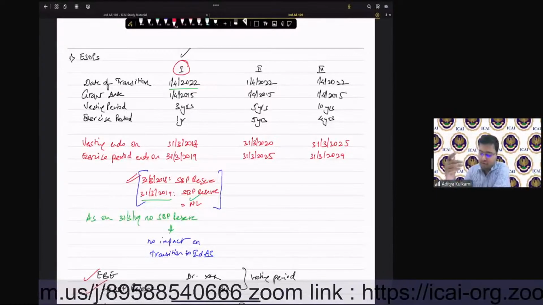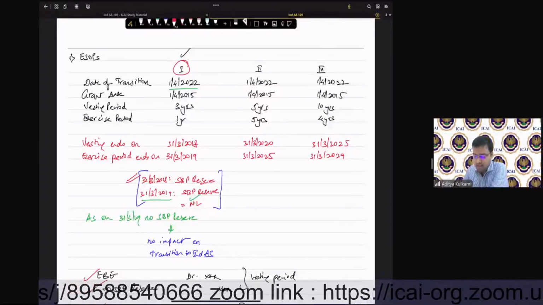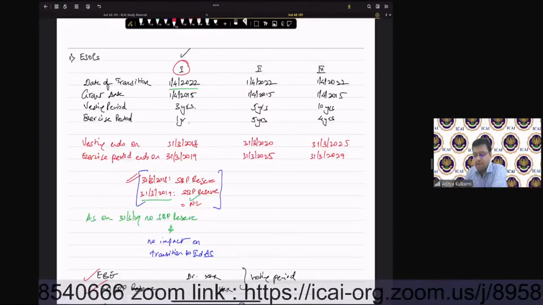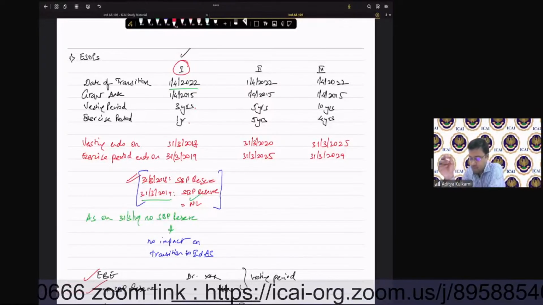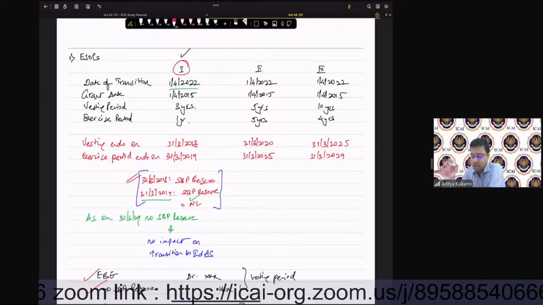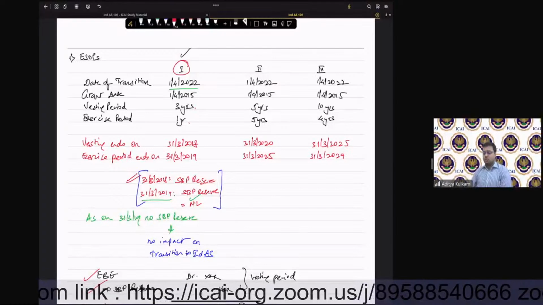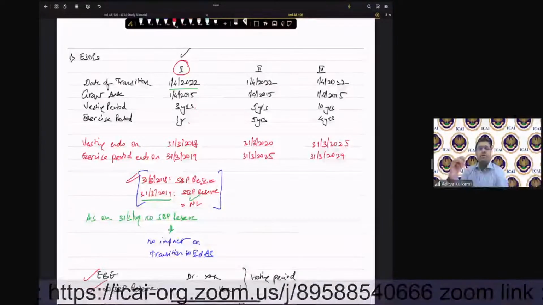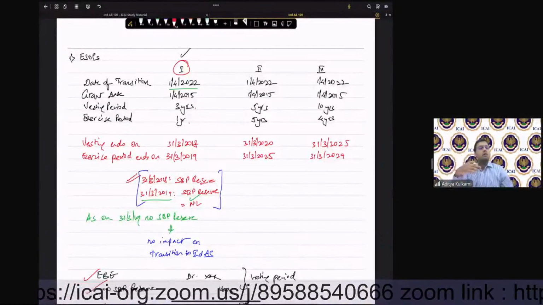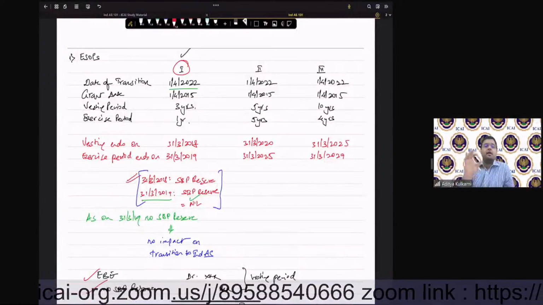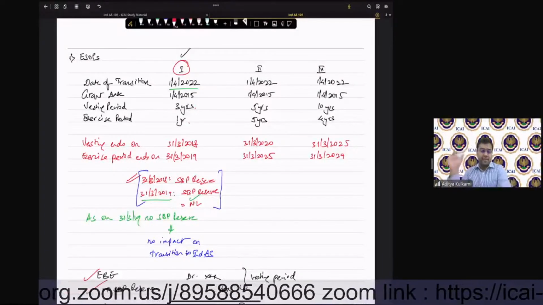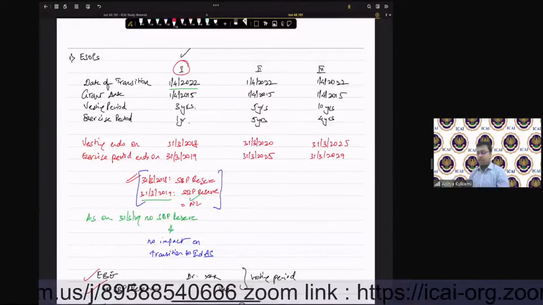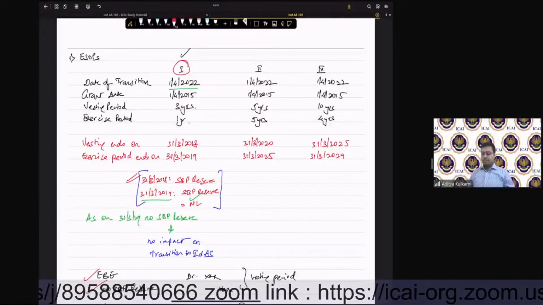Three cases. The first one is date of transition is 1st April 22 for all the three cases. Grant date 1/4/15. Vesting period 3 years. Exercise 1 year. So therefore, vesting ends on 31st March 18. Exercise period ends on 31st March 2019. So before the transition to Ind AS, the tenure pertaining to stock options is already completely finished. You don't have anything else that is left out. So therefore, you don't have to do anything. So in the first scenario, no impact on transition.